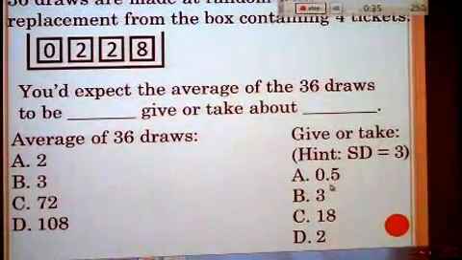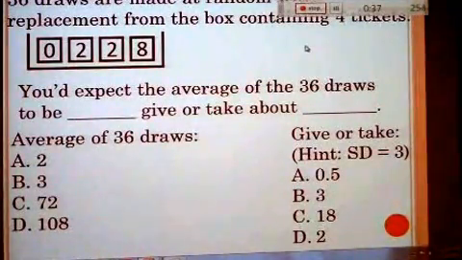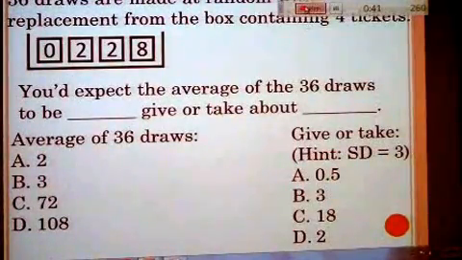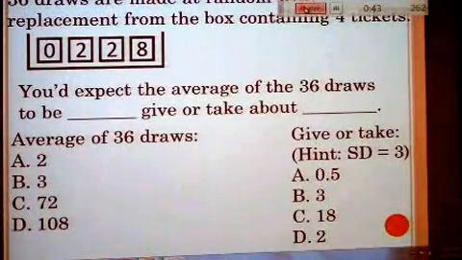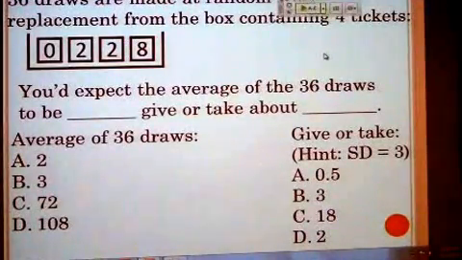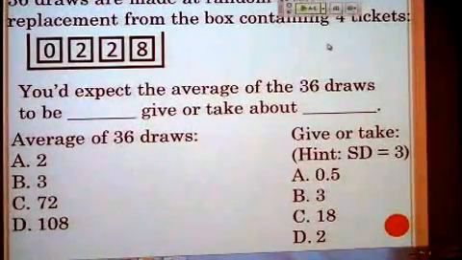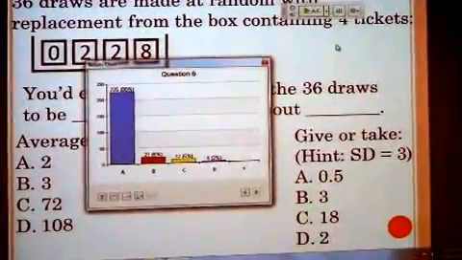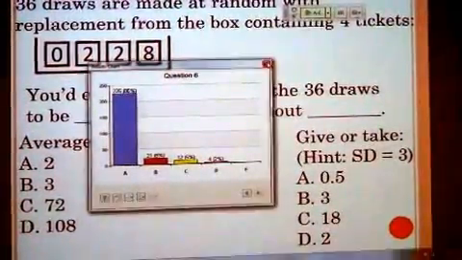All right, everybody done here? And what is our answer? Let's look at it. Stop. And what did you say? It's SD divided by 6. So it should be 0.5. Great. You got it.